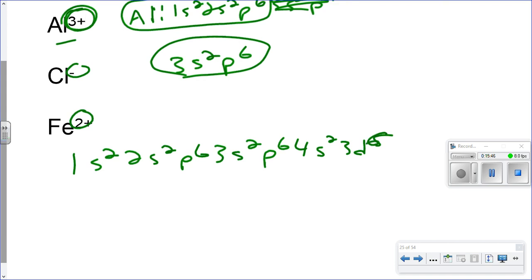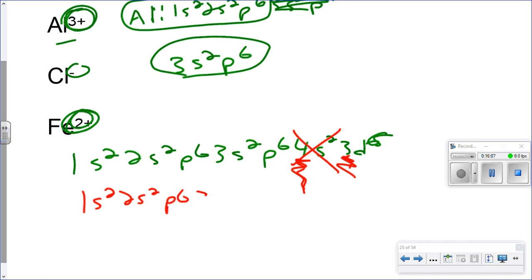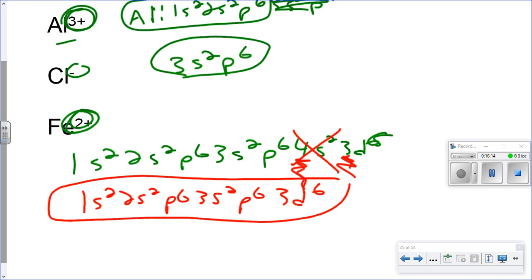Okay, now the rule is that you lose electrons because it's lost 2. You lose them from the highest occupied energy level first. That's the highest occupied energy level. 3 is not as big as 4. So let's not worry about 3. You're going to lose them here first. So your final configuration for the iron 2 ion is 1s2, 2s2p6, 3s2p6, 3d6. Done.